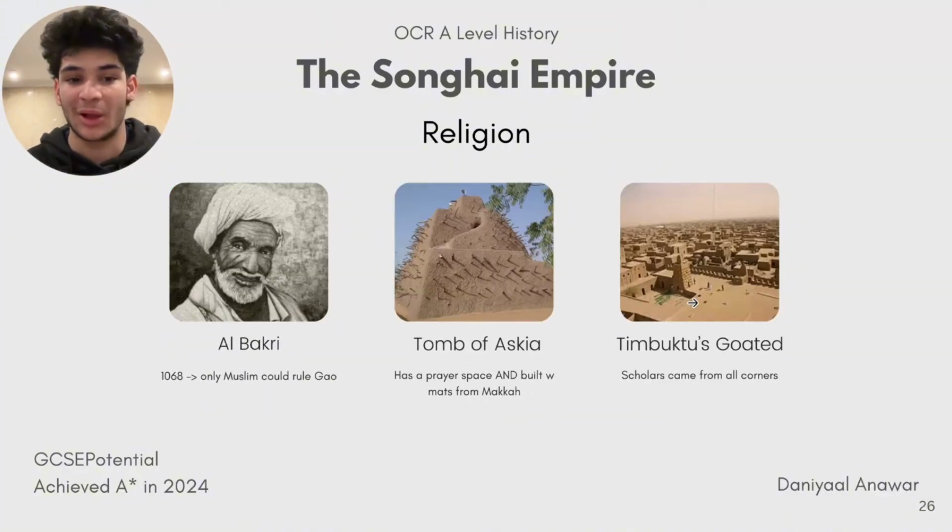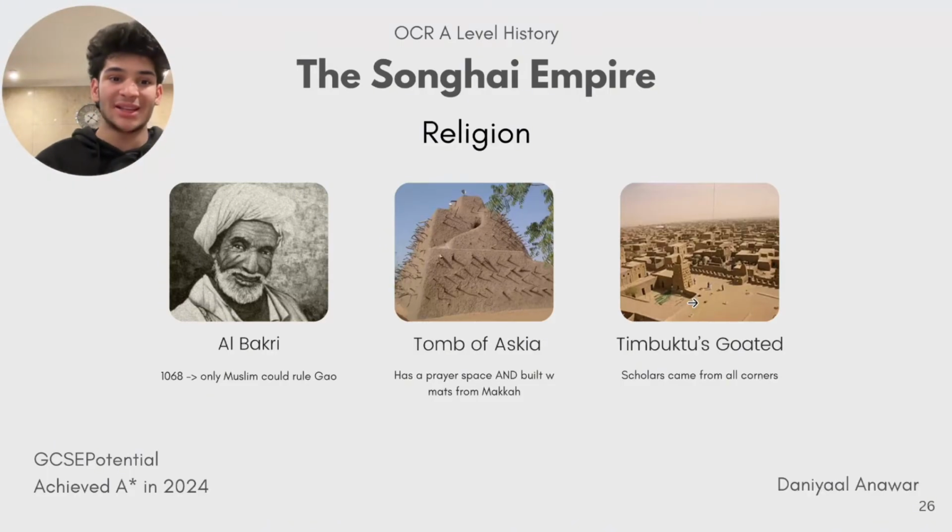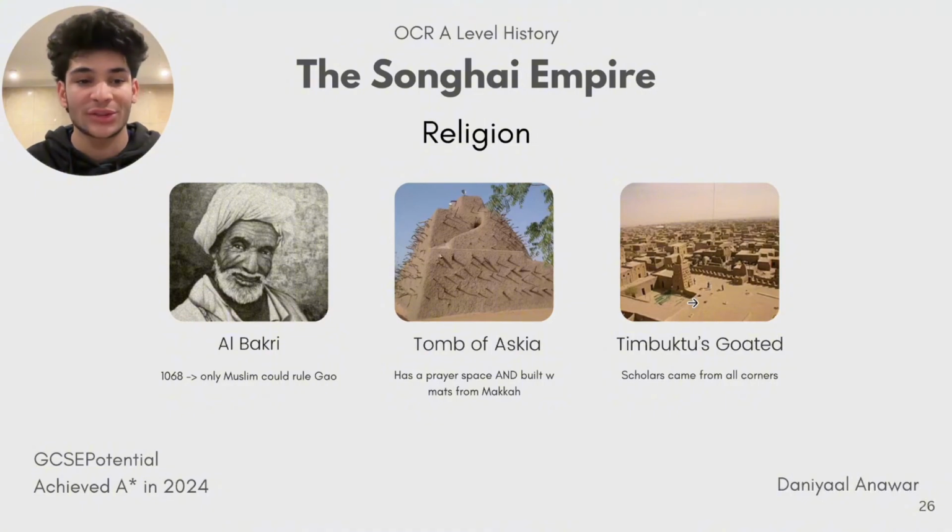Religion, firstly, al-Bakri. He was around in 1068, so obviously this photo is not accurate, or I don't even know that, it's probably a sketch. But in 1068, he importantly said only a Muslim could rule Gao. That's very important because it sets the foundation for what the Songhai Empire was.